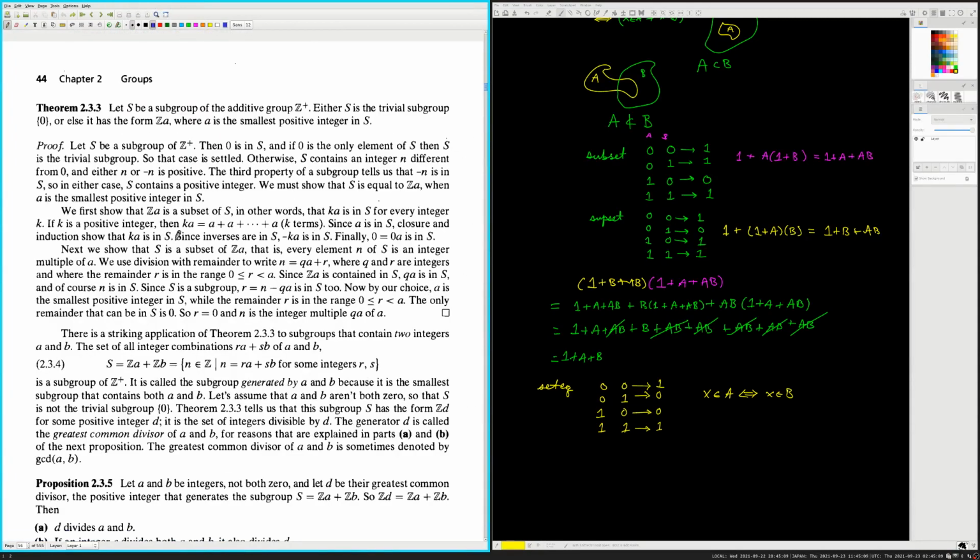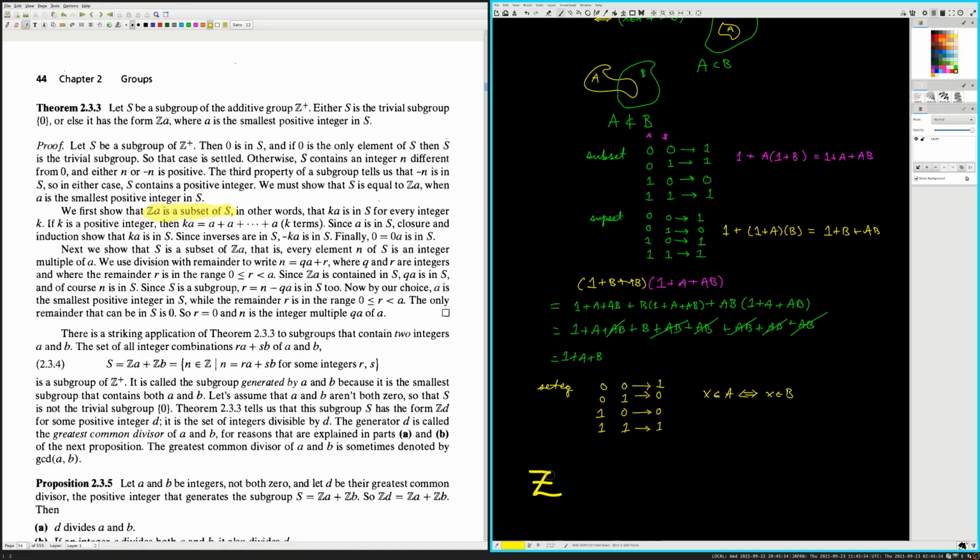So he shows ZA, so let me highlight this. We first show ZA is a subset of S. In other words, yeah, so first, ZA is a subset of S, and then later, he's going to show S is a subset of ZA.